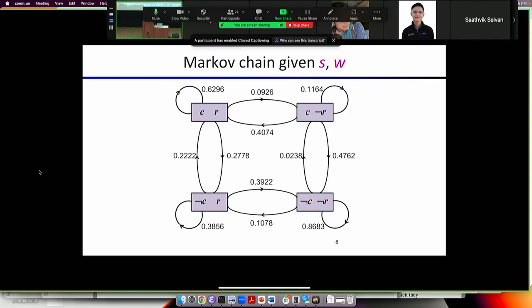Because I wanted to fit it on one slide, here I'm fixing sprinkler and wet grass as two evidence variables. And then the states will just be assignments to cloudy and rain. So there'll be 4 possible states, because these are Boolean variables. And so there they are: cloudy and rain, cloudy and not rain, not cloudy and rain, not cloudy and not rain. And notice, because it's Gibbs sampling, you're only changing one variable at a time. So there's no transition from cloudy not rain to not cloudy rain, right? No diagonal transitions, because you're only changing one.